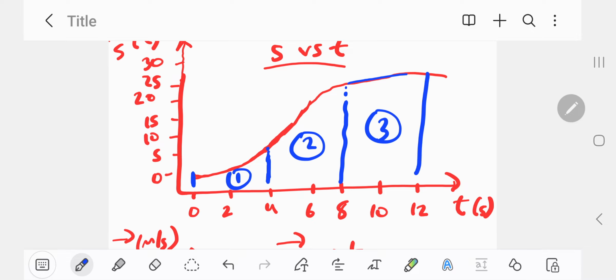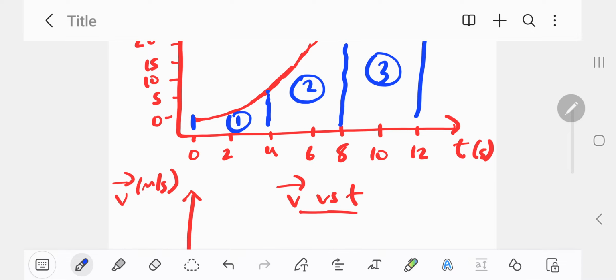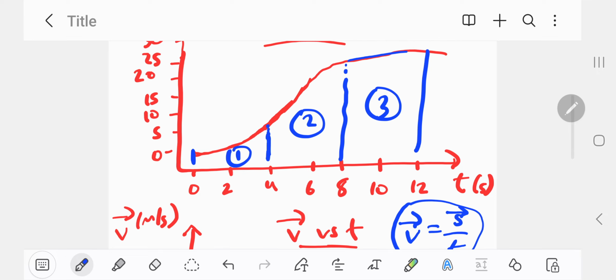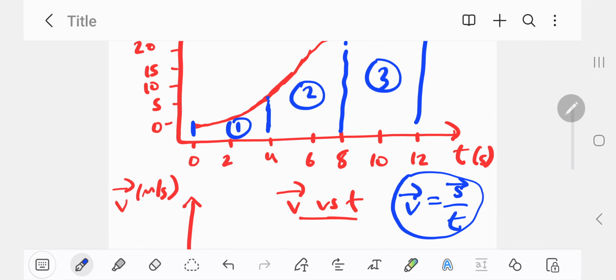So to go from displacement time to velocity time, we need to use the formula velocity is displacement divided by time. This formula gives you a hint as to what you need to do to get velocity. Now, you need to work out the gradient, the slope of these regions. From 0 to 4 seconds, the object is accelerating because it's a curve going upwards. So the velocity is increasing, and the graph should look like this. Now, where does it stop? Let's work this out now.